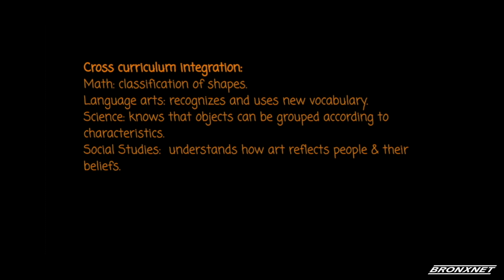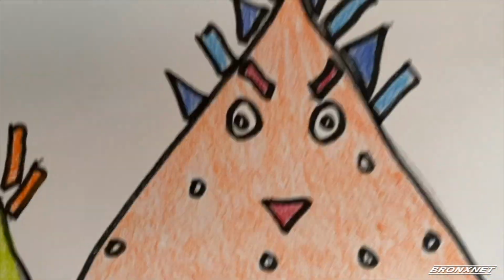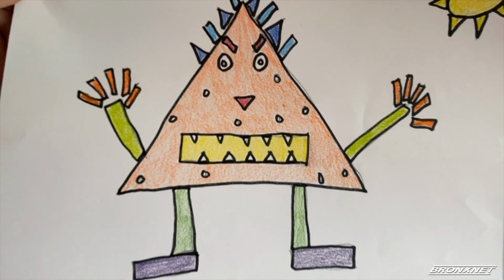The cross-curriculum integration for math are the classification of shapes, language arts, recognizes and uses new vocabulary, and science knows that objects can be grouped according to characteristics, and social studies understands how art reflects people and their beliefs. I hope you enjoyed my monster shape lesson. Rawr!